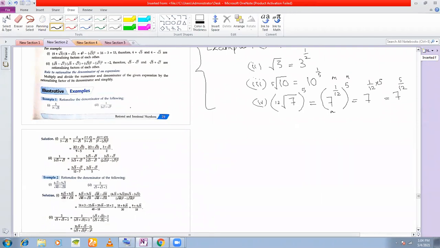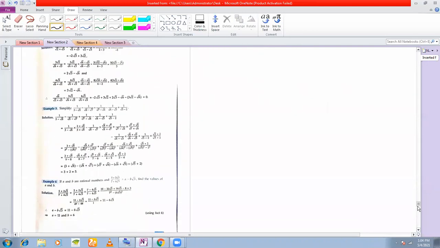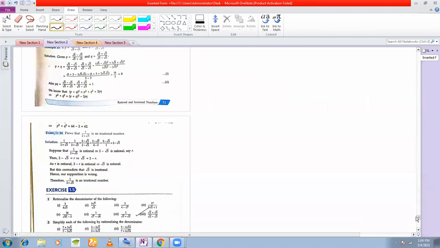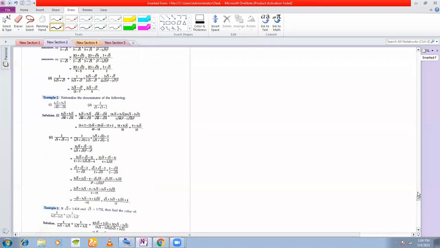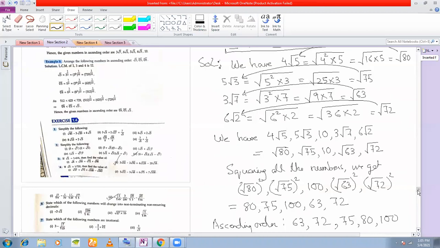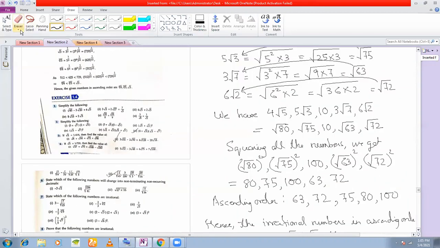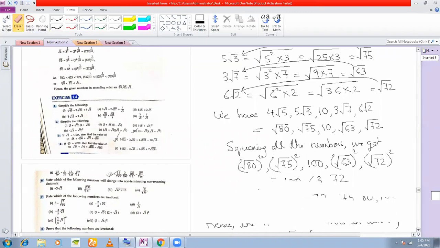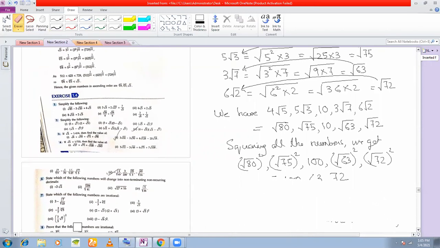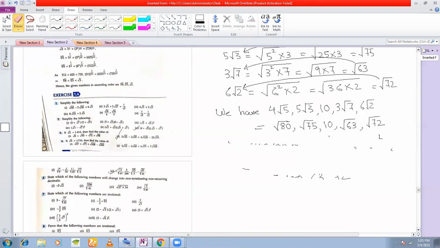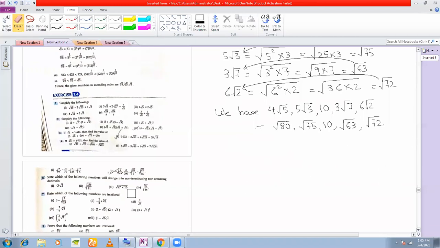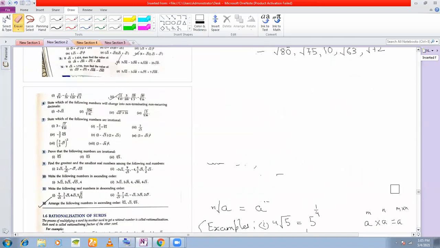Next, exercise 1.4. Let me see if I have exercise 1.4 here. Yes, exercise 1.4 is here only. We'll work out 3 or 4 problems from this exercise and then move to the next exercise. This is not a very important exercise. Write all the rules that I have given you here in your copies.